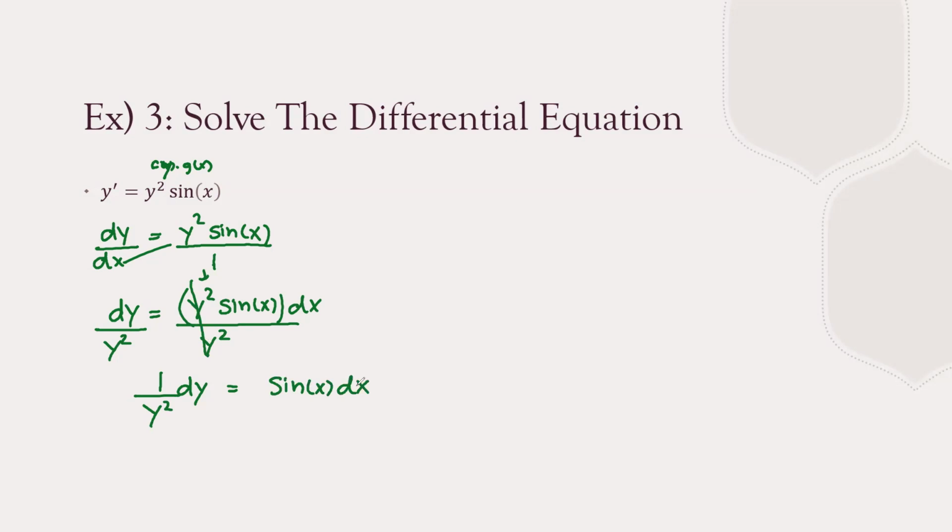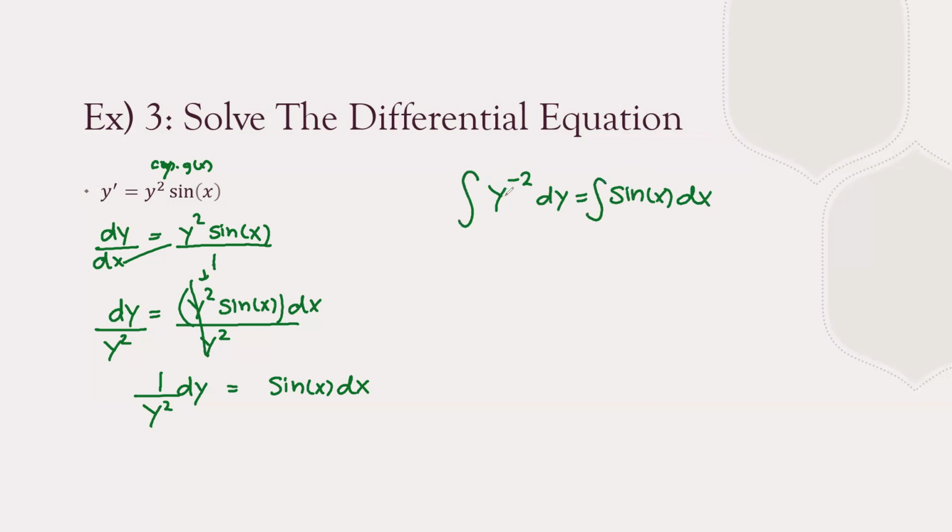Much better. Now I can take the integration. But before I do that, let's rewrite 1 over y squared as a negative power. So you can say y to the -2 dy equals sin of x dx. Okay, now just go ahead and take the integration of both sides.